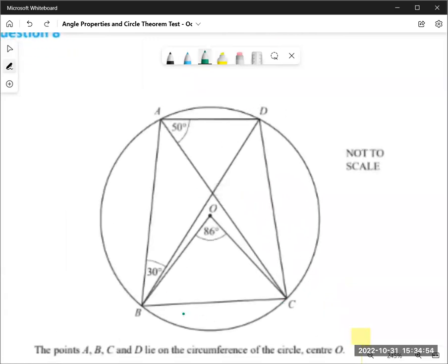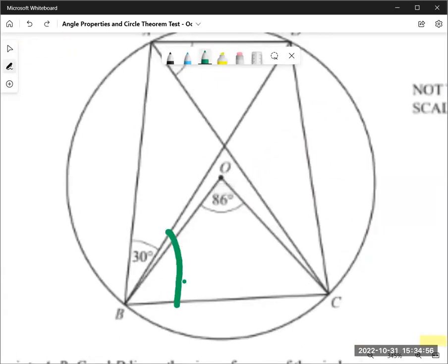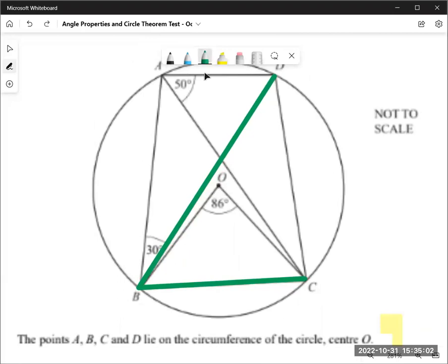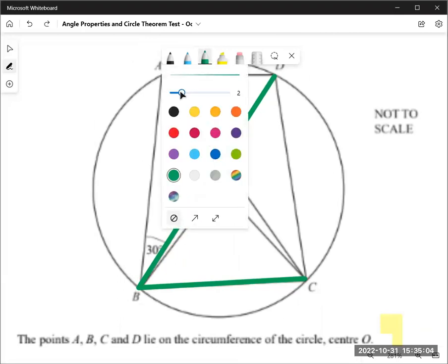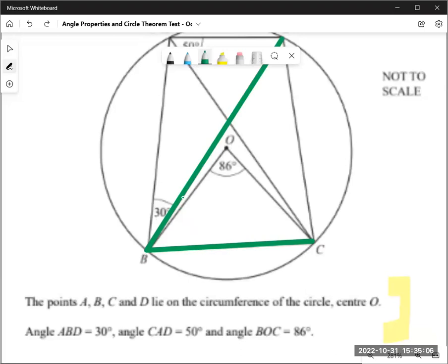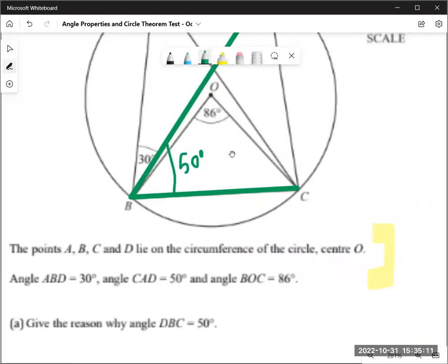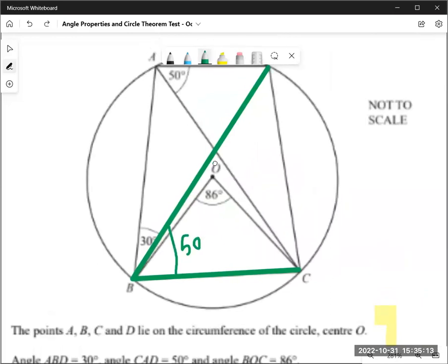DBC. What angle is that? Well, it's this one right here. You have to start with D, go to B, and then C. That's my angle DBC. And how much is this angle DBC? 50. You have to prove why this is 50. Well, we can. Let's see how we do it.